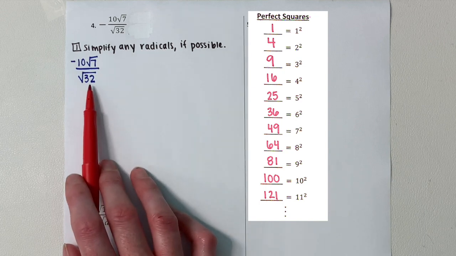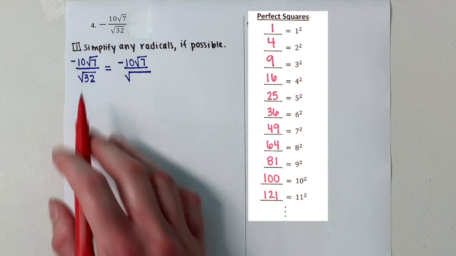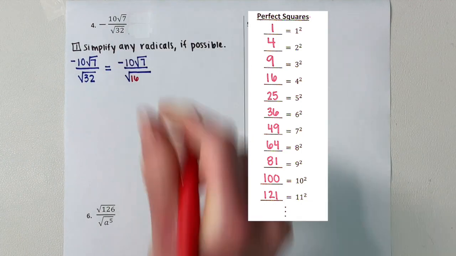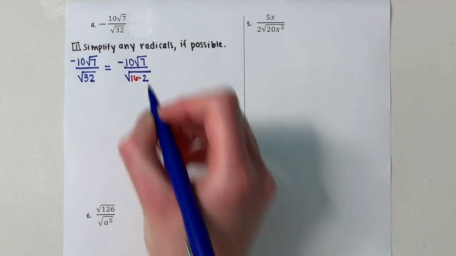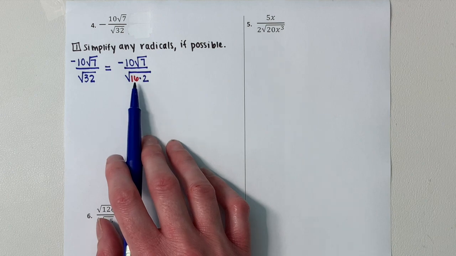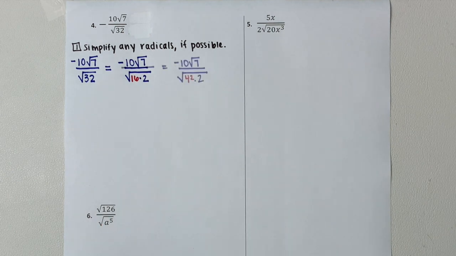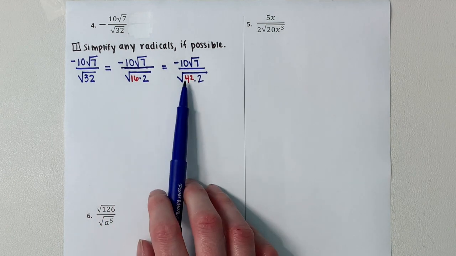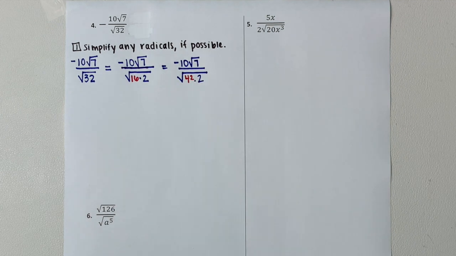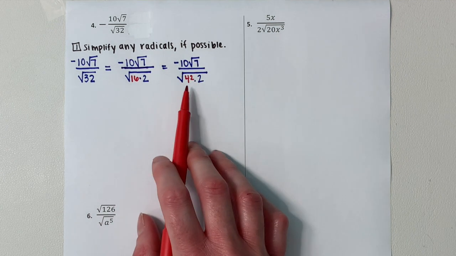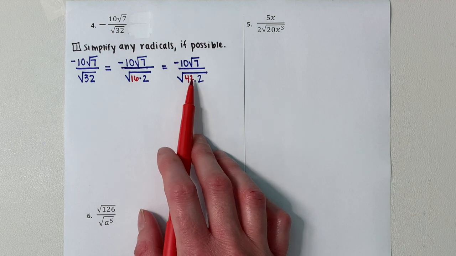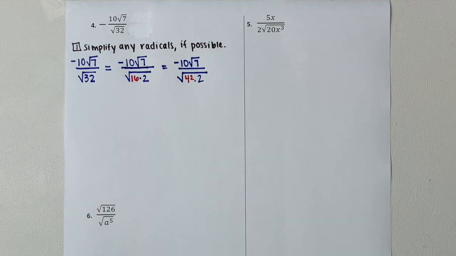Let's check this radical. 32 is not a perfect square. The largest perfect square that multiplies evenly into 32 is 16. So let's rewrite 32 as 16 times 2. Now we need to rewrite 16 as some quantity squared. So I've written 16 as 4 squared. Now, since this is a square root, anything underneath a radical that has a 2 for an exponent can be pulled out of the radical.